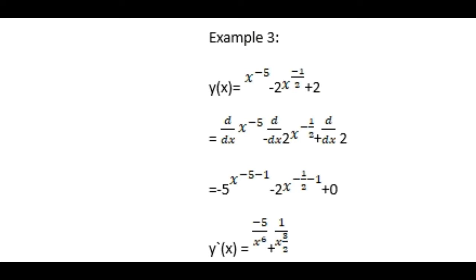So the final answer is y prime of x equals negative 5 over x raised to the power of 6 plus 1 over x raised to the power of 3 over 2. So that's how we take the derivative of sums and differences.